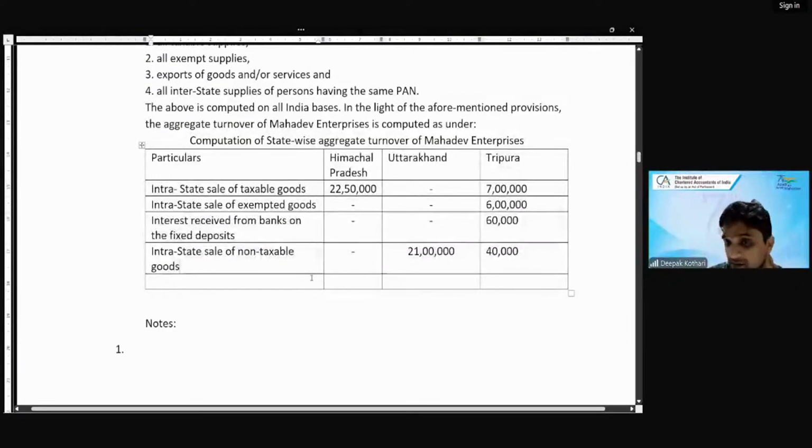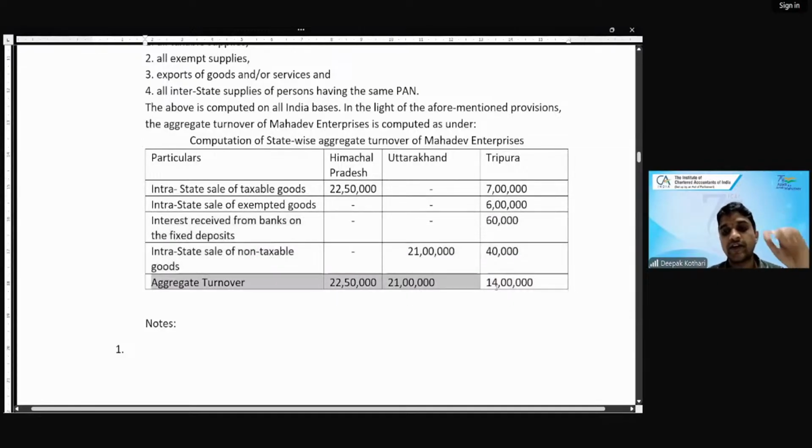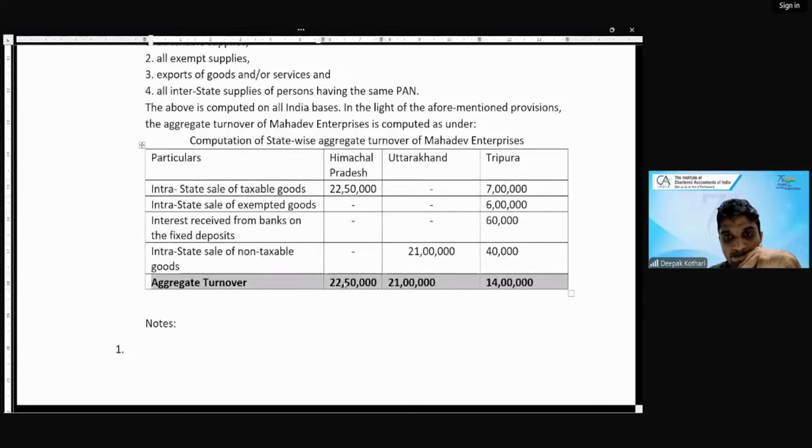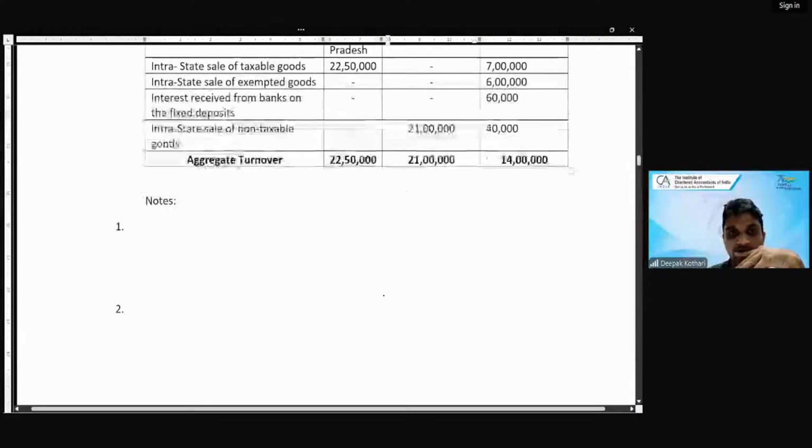Intrastate sale of non-taxable goods, that will also be included, right? So aggregate turnover is 22 lakhs, 21 lakhs, and 14 lakhs respectively. So this is the aggregate turnover.